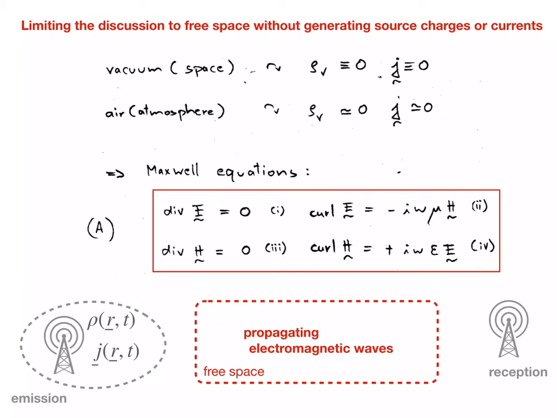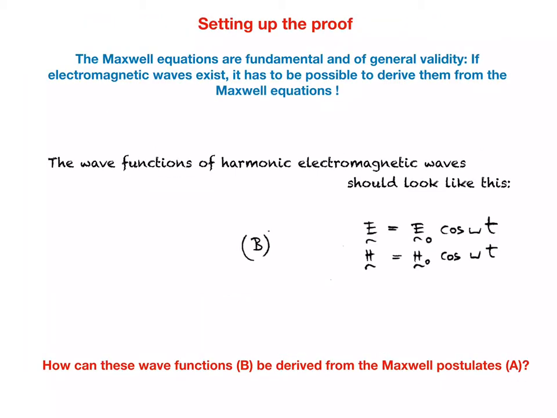This means the Maxwell equations become the set shown next to A. The divergence of both E and H is now zero, and through the curl equations, the electric field E is coupled to the magnetic field H. We want to show that the Maxwell equations predict electromagnetic waves, and in particular we want to show that they predict light.